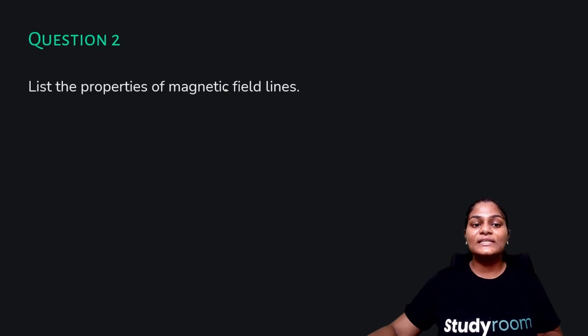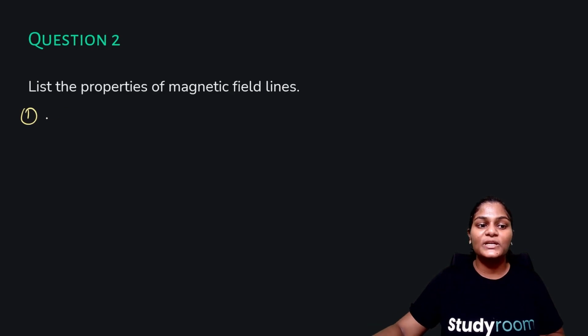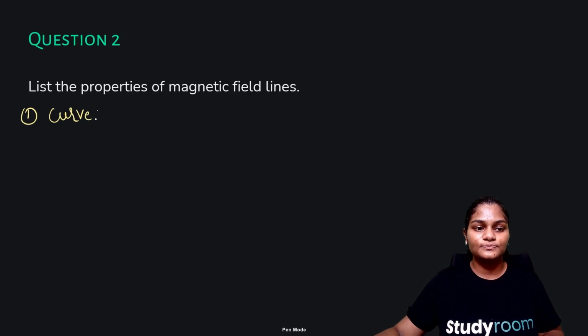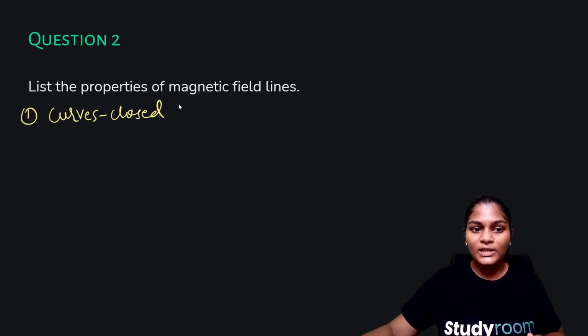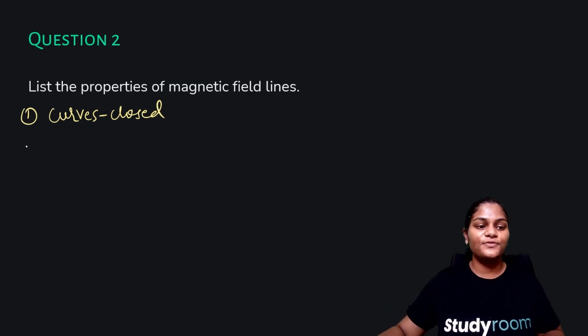So it says list the properties of magnetic field lines. Okay, let's list the properties. Do you remember what the properties were? The first property was that they form, I'm writing it in short form, closed curves. They are closed curves, right? This is the first property.